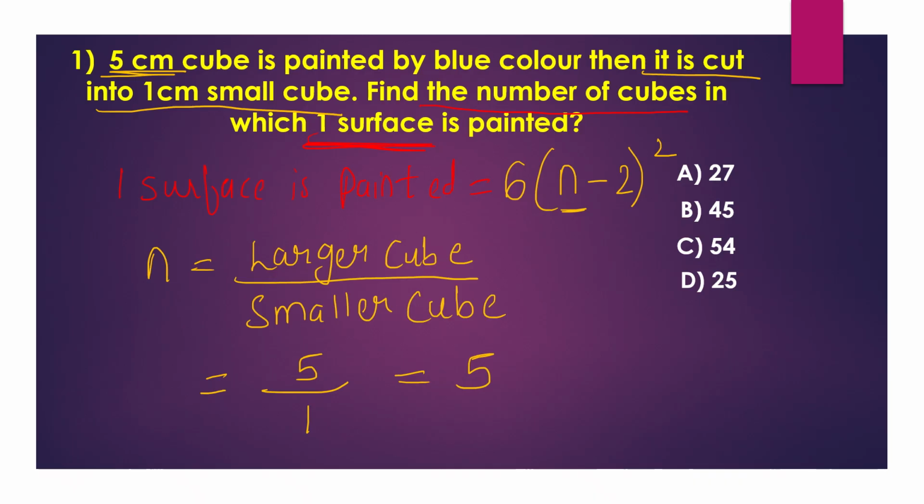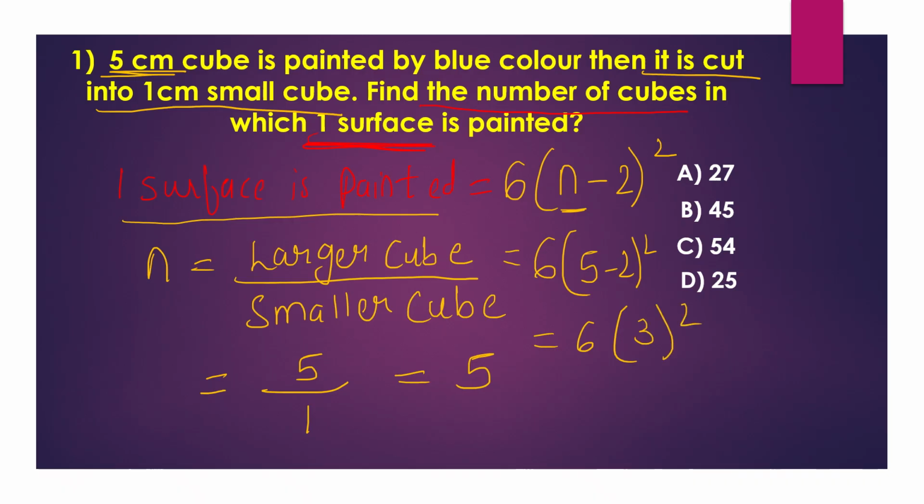n is 5. So now we'll see how to find the number of cubes in which one surface is painted. The formula is here, and n is 5. So 5 minus 2 the square, 6 into 3 square. So 6 into 9 comes to 54. So the correct answer for this is 54. Understanding, students?